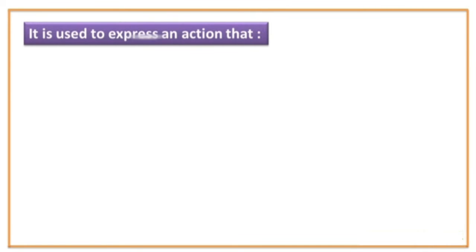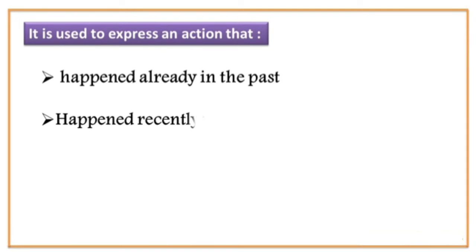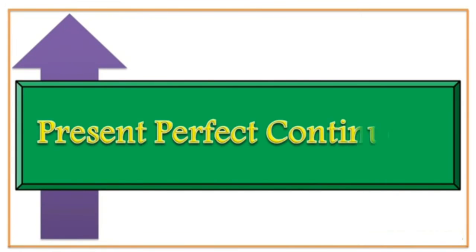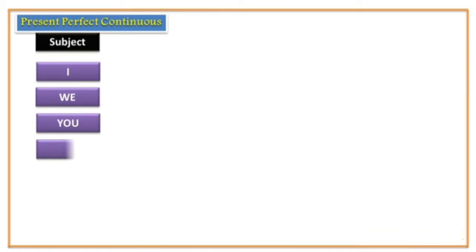Present perfect tense is used to express an action that happened already in the past, happened recently using adverb of time, happened once or a number of times earlier. The present perfect continuous. The present perfect continuous tense is used when an action that began at some time in the past is still continuing at the present moment.